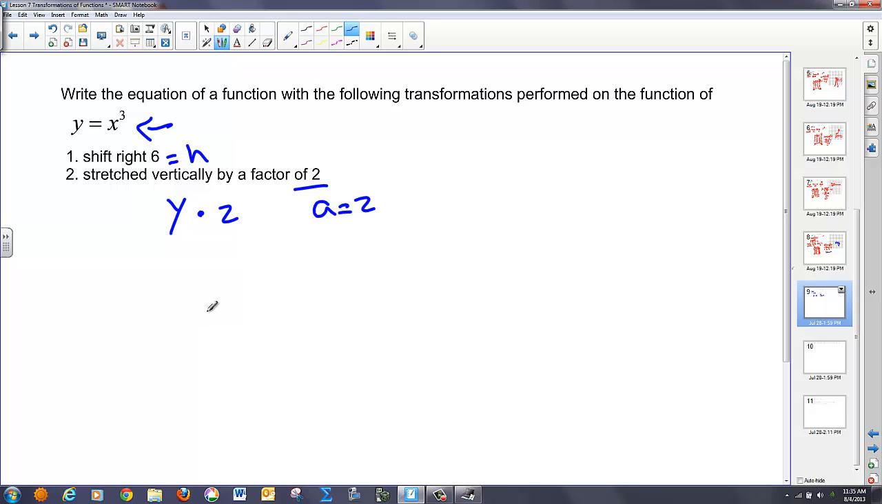So let's go ahead and rewrite this. Y equals a, which is 2, times f of x minus h. So that's x minus 6 quantity cubed, because that's f of x. There's no k translation, so I don't have to worry about that. And there's no x multiplier, so I don't have to worry about that. So my equation can be written as 2 times x minus 6 raised to the third power.